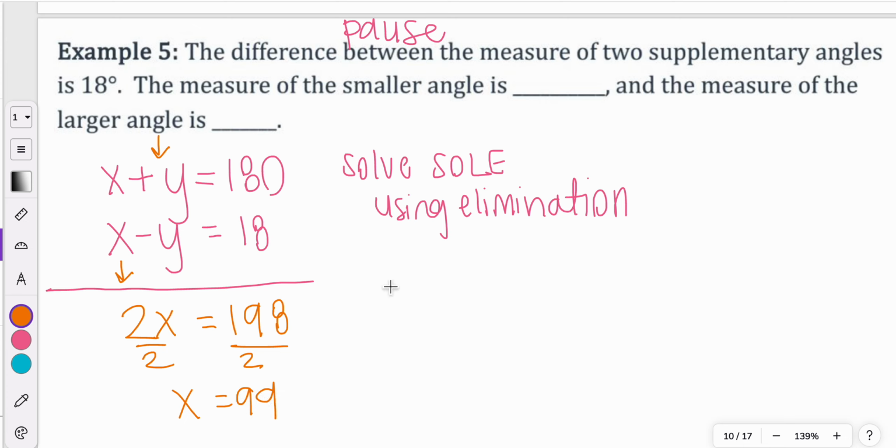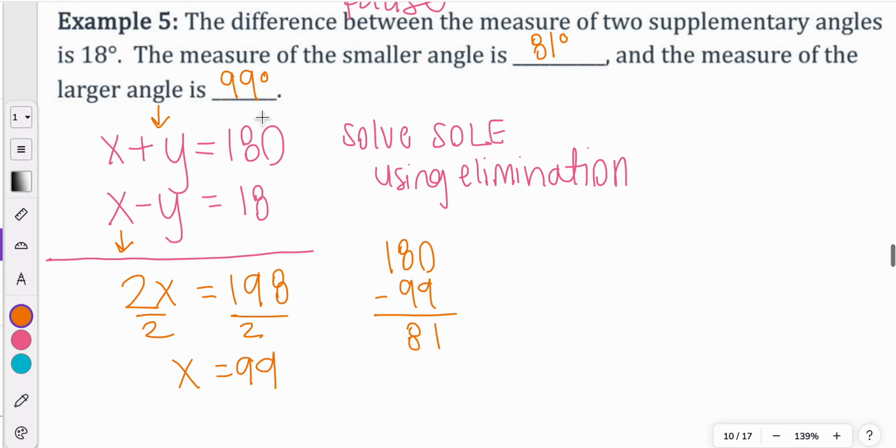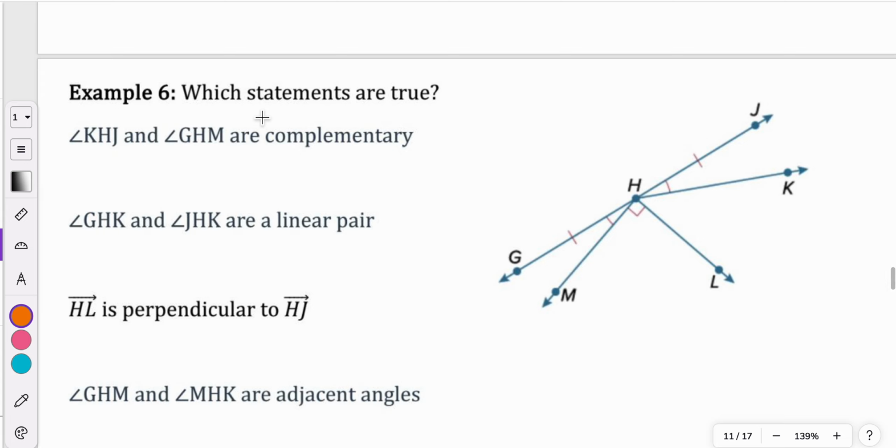So if x is equal to 99, I can just take 180, subtract 99 degrees, and I'm going to be left with 81 degrees. So the measure of the smaller angle would be 81 degrees, and the measure of the larger one would be 99 degrees. And they still have that difference of 18 degrees. Okay? Onward to question 6.